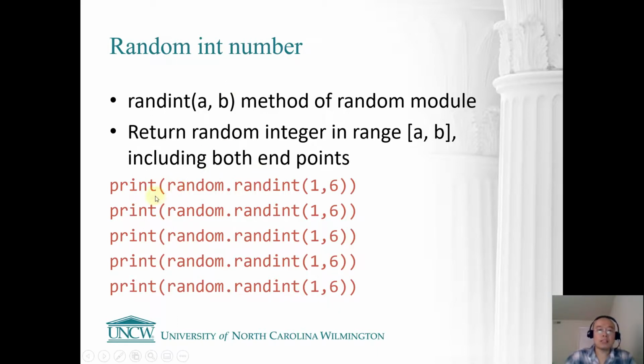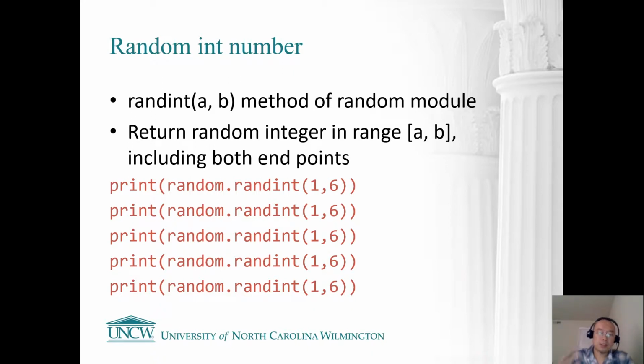So random is the module name, and then dot randint, that is a method name. Well, we are going to talk about that later in 131 and probably even more in 231. And then you send two values, or two parameters, and that is the lower bound and the upper bound. And remember, the lower bound and the upper bound can be included in the random numbers generated.